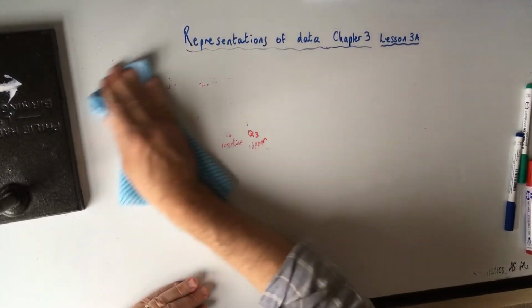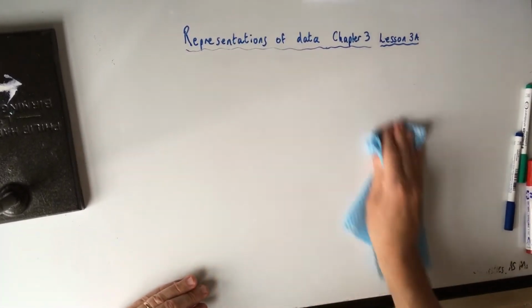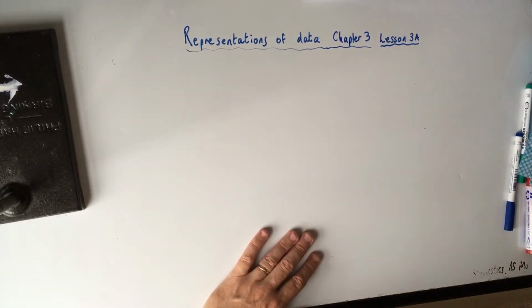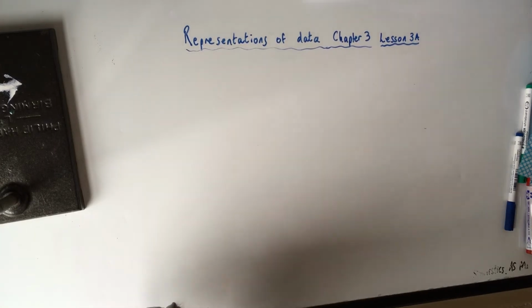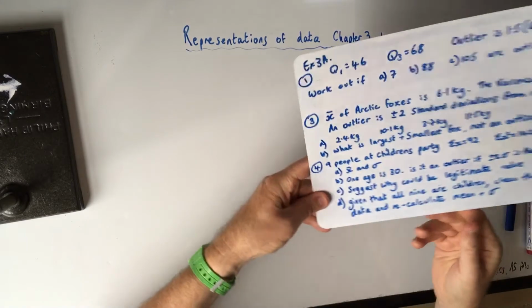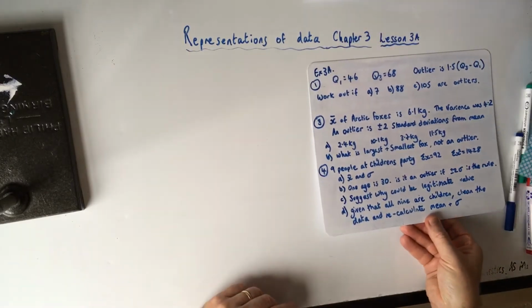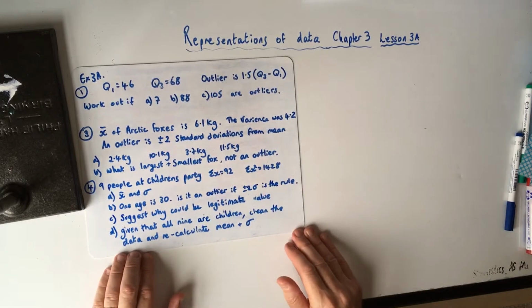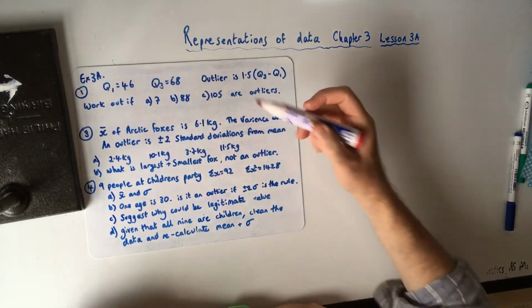So let's just do a couple of questions from exercise 3A. Have a go first. I'm sure you'll get them all because they're really, really easy, but I'll go through them. There are only 4 questions in exercise 3A. I'm not going to do them all, I'm just going to miss out question 2. So question 1, really simple.